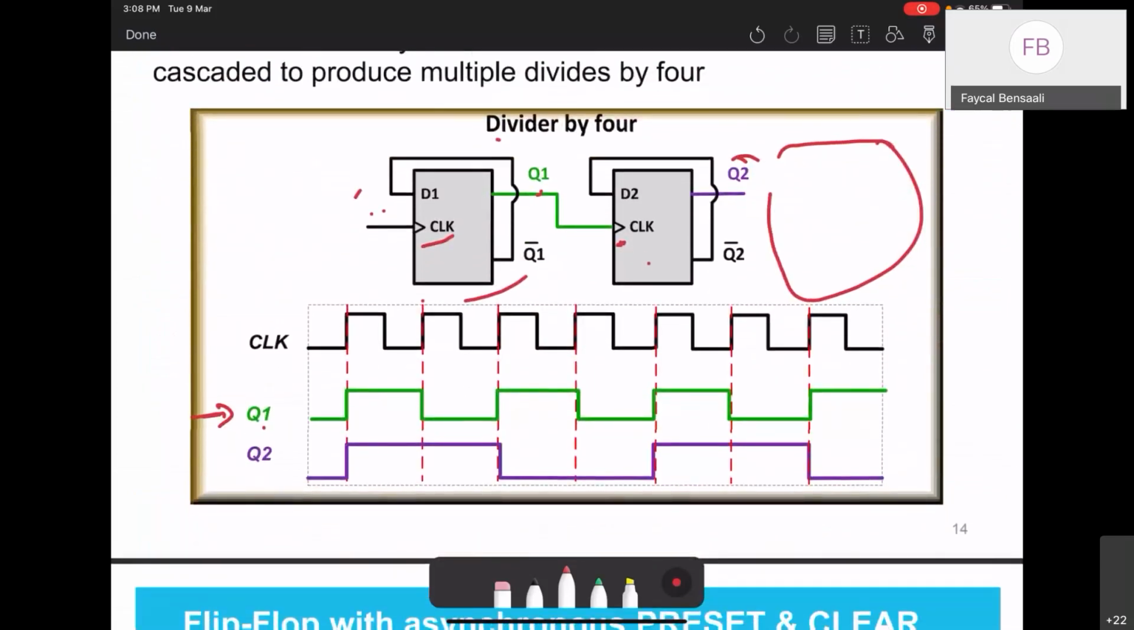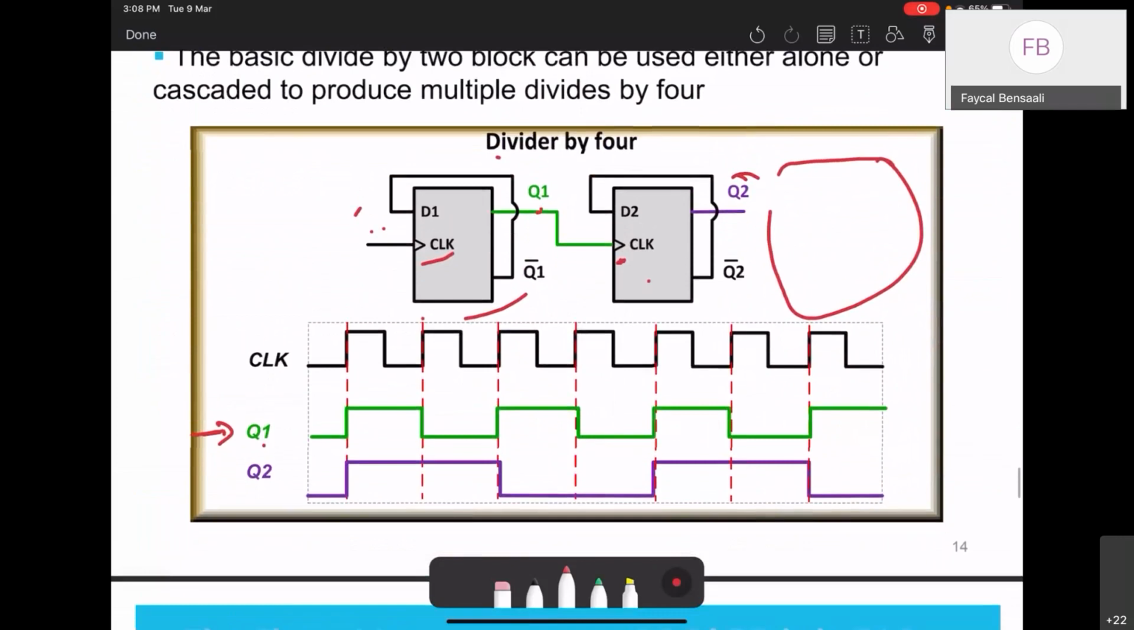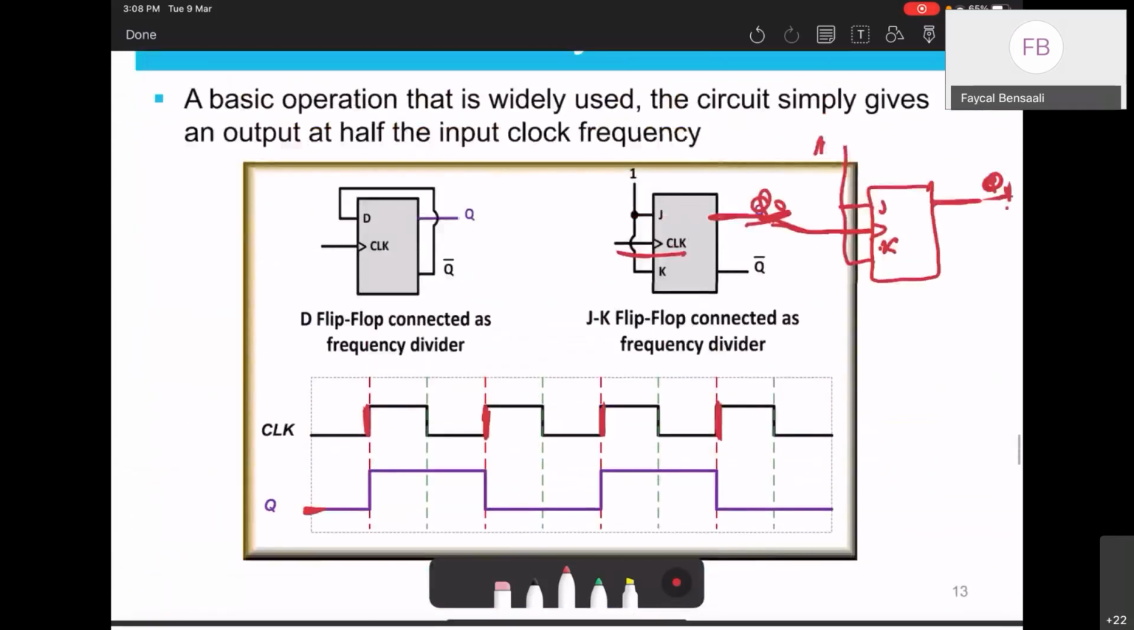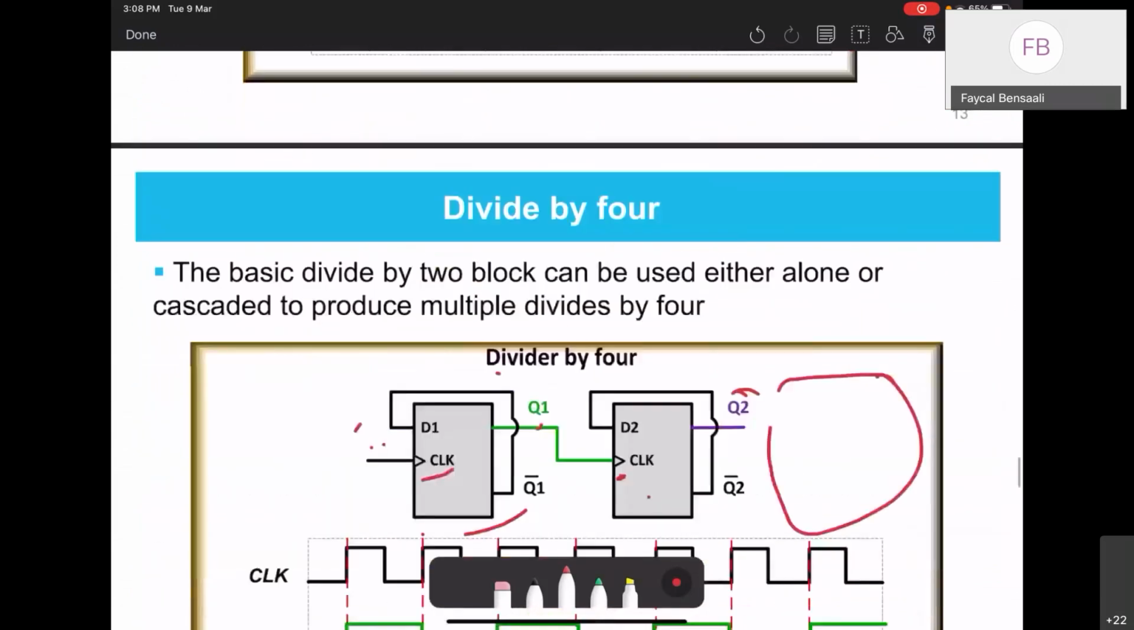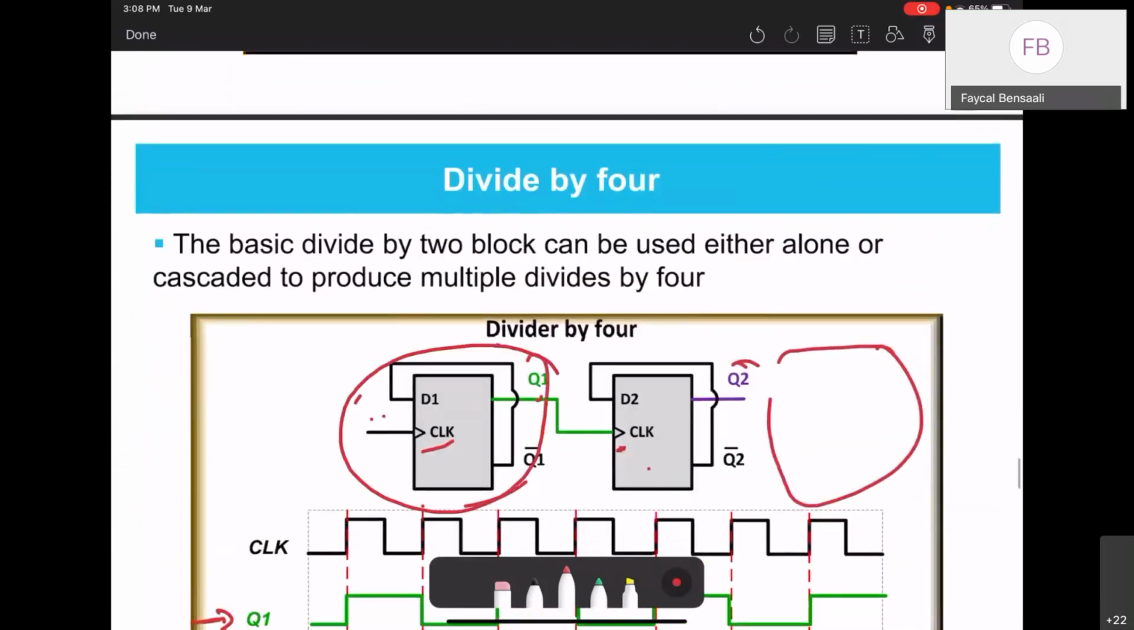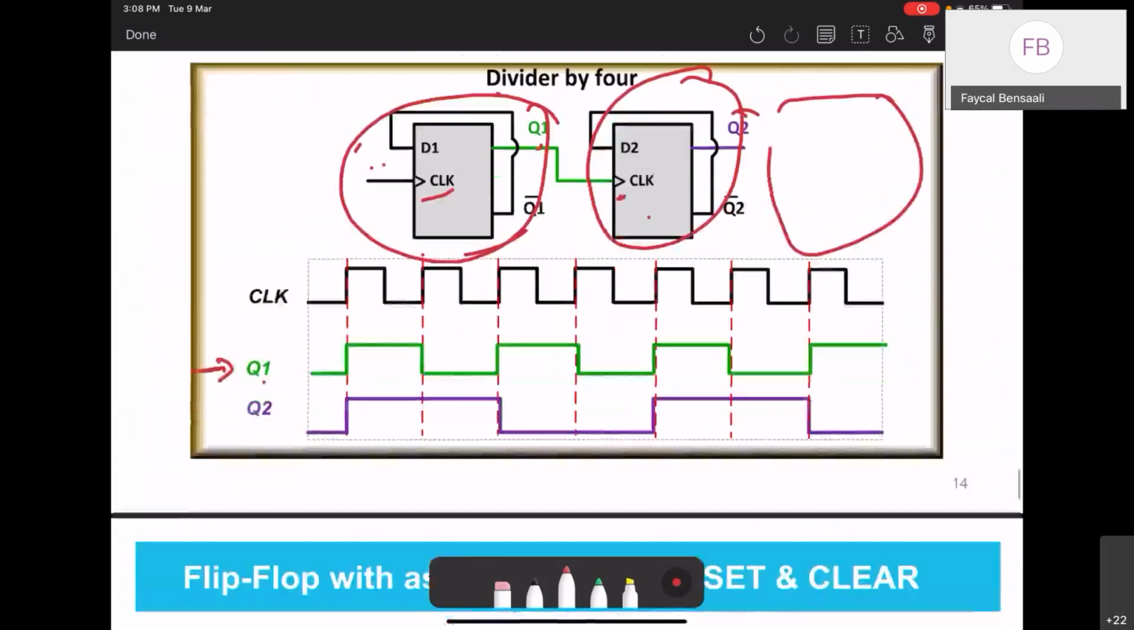Is this clear? So this is an example with a D flip-flop. Of course, you can do it with a JK. You can also mix: the first is a D flip-flop, and then you can use a JK here, and this will give you the same circuit, the same output.